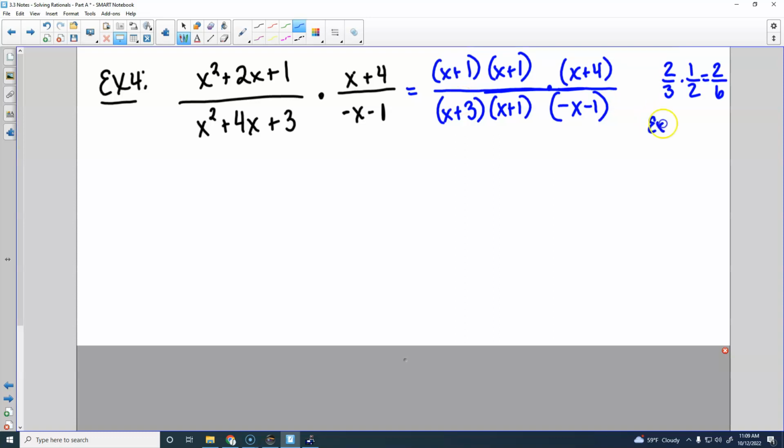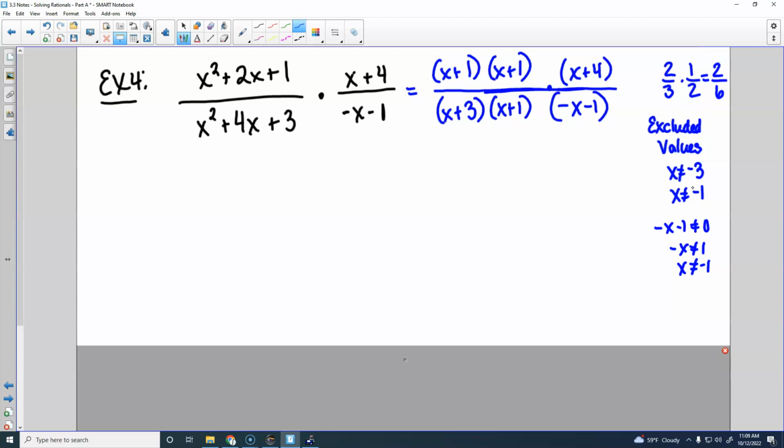So excluded values are going to be x cannot equal negative 3, x cannot equal negative 1, and what do I get here, this negative x minus 1? It's negative 1 again, right? Because if you did negative x minus 1 cannot equal 0, you'd get negative x cannot equal 1, so x cannot equal negative 1, so you don't have to list it twice there.